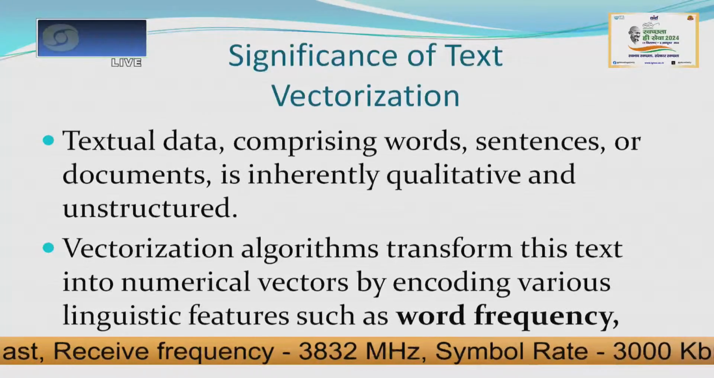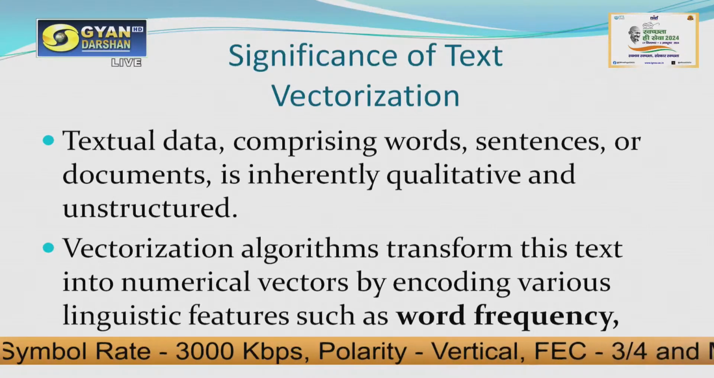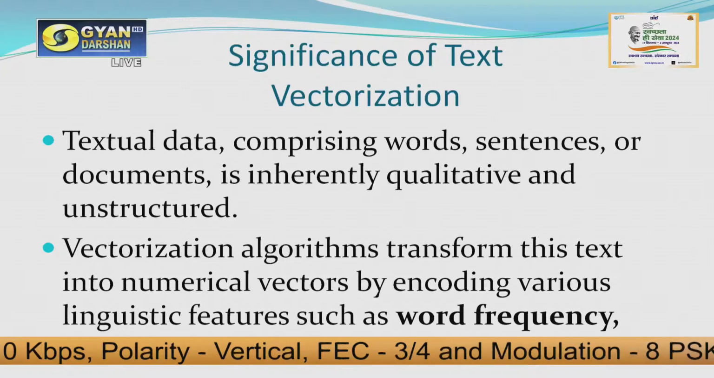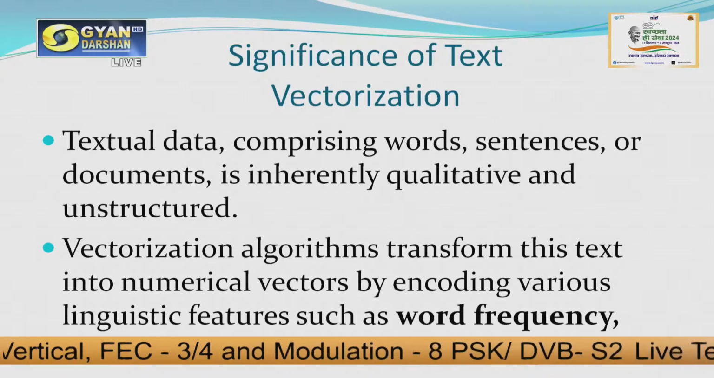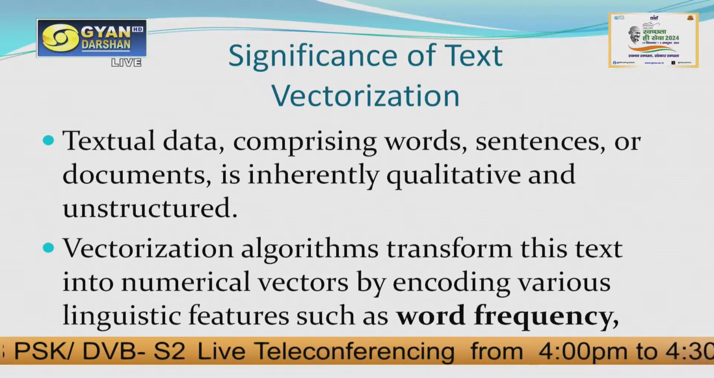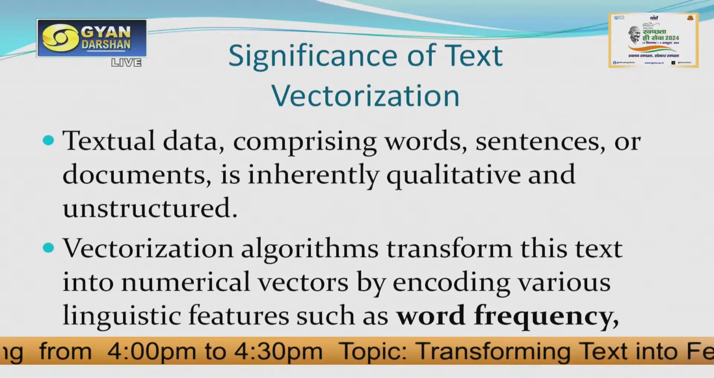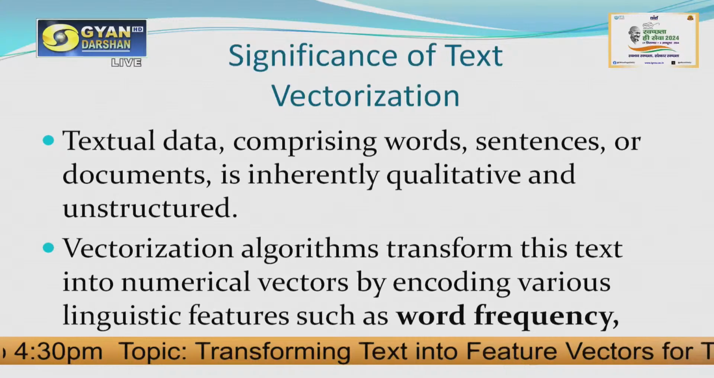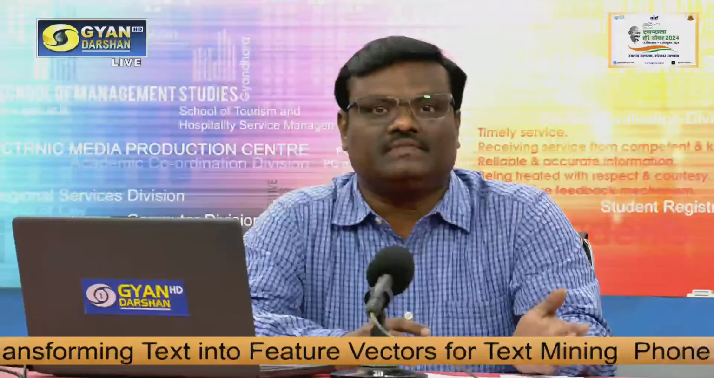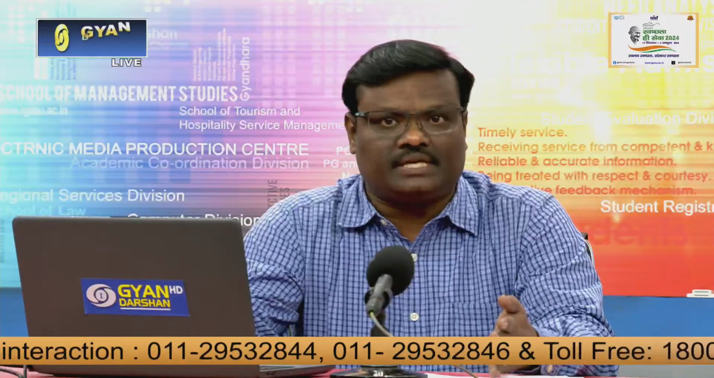So let us see the significance, why it is required. Textual data normally comprises words, sentences, paragraphs and documents, which are inherently qualitative and unstructured in nature. Vectorization algorithms transform whole text documents into numerical vectors by encoding various linguistic features such as word frequency, word context, and the relationship between the words within the text. These algorithms work by transforming the whole text into a format understandable by computers.